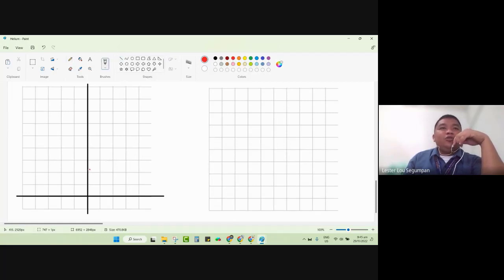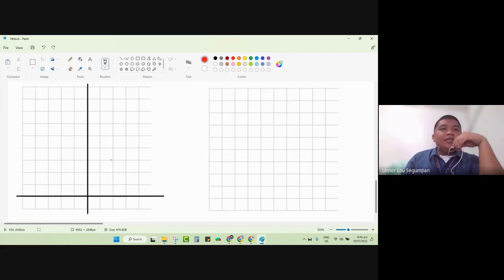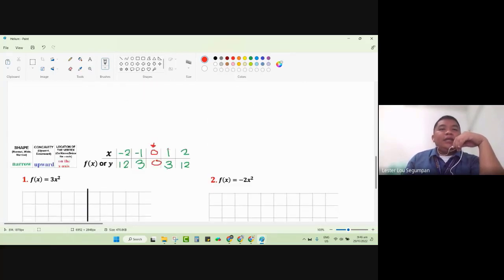Let us try to use, yeah, let's make this per 2: 2, 4, 6, 8, 10, and then 12. Let's use the grids per 2 because the largest is 12. So the first point that we are going to use here is the vertex at 0, 0. So the vertex is here. Then you plot 1 and then 3.